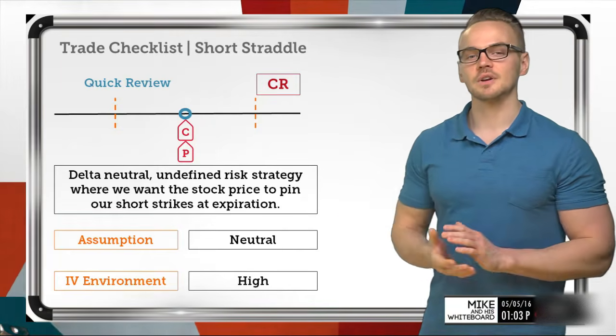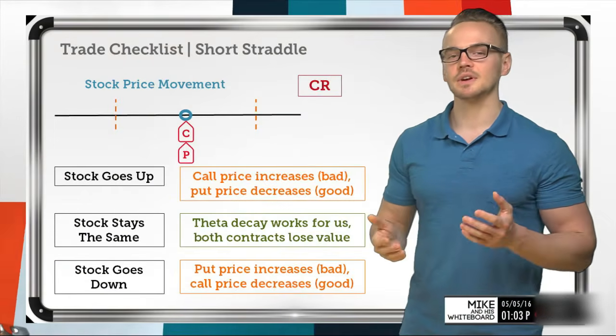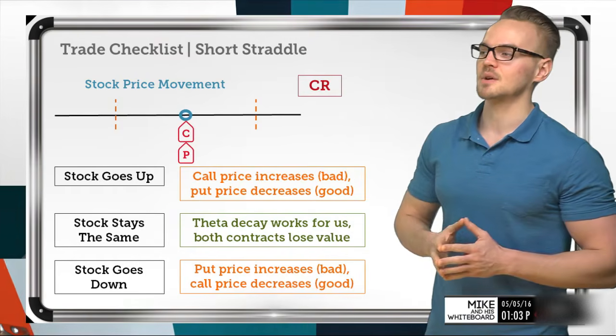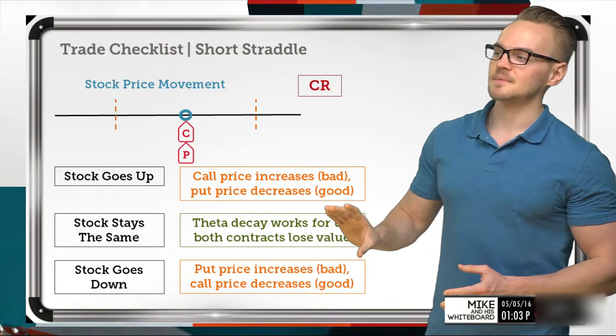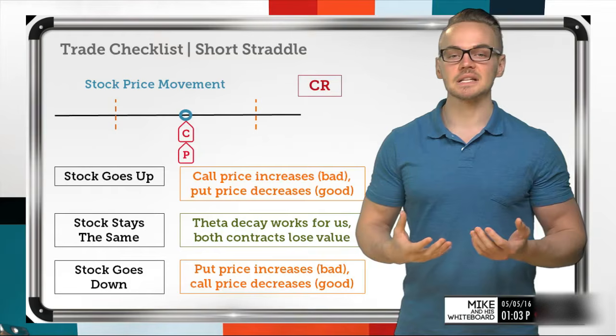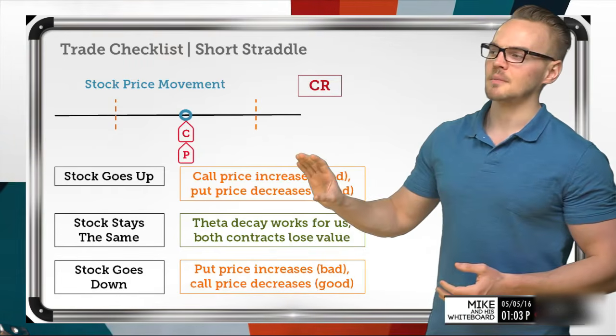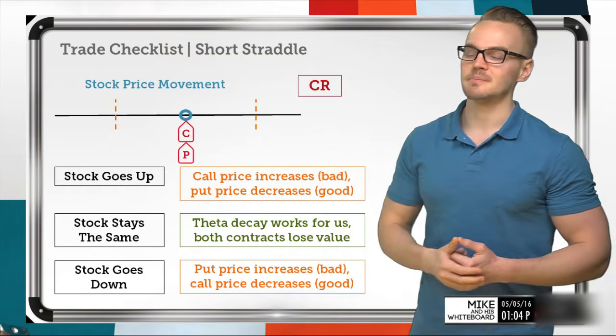Well, on the next slide, we're going to talk about that. So the very first thing we're going to look at is what happens when the stock price goes up. I've got the green section here as the best possible scenario, and usually I would mark these as red because they would be bad scenarios.